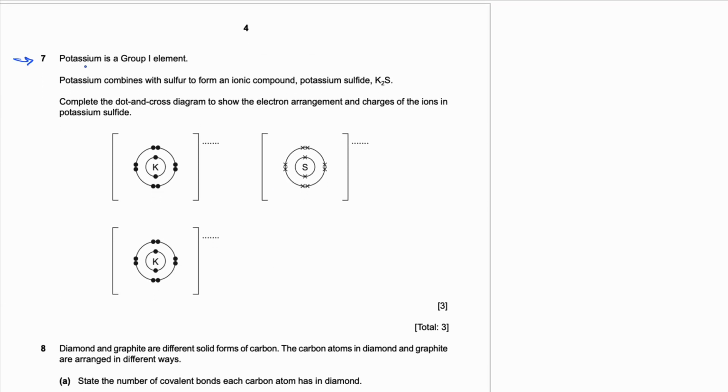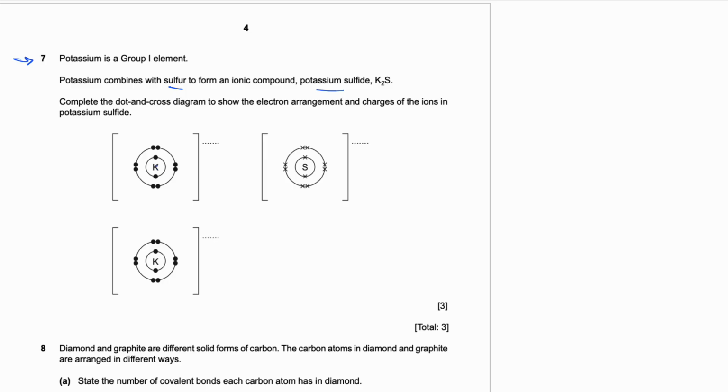Next question. Potassium is a group 1 element. Potassium combines with sulfur to form an ionic compound, potassium sulfide, K2S. Complete the dot and cross diagram to show the electron arrangement and charges of the ions in potassium sulfide. So here we have a dot and cross diagram of an ionic compound.